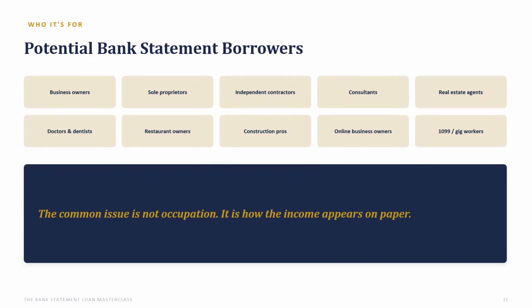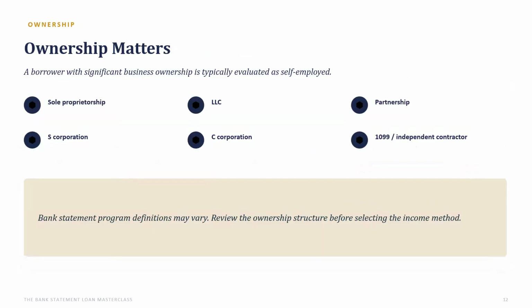Potential bank statement borrowers: business owners, sole proprietors, independent contractors, consultants, real estate agents. A lot of my friends here, doctors and dentists, and my wife's friends, since she's a provider. But we see a lot of that. Restaurant owners, construction pros. I see a ton of contractors, online business owners. I see 1099 gig workers, rideshare, DoorDash. We see this stuff. The common issue is not the occupation, it's how the income appears on paper.